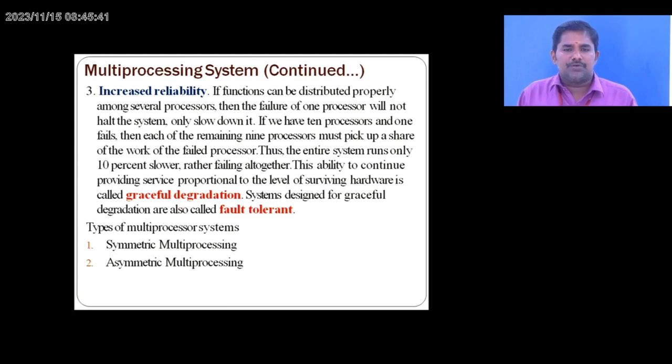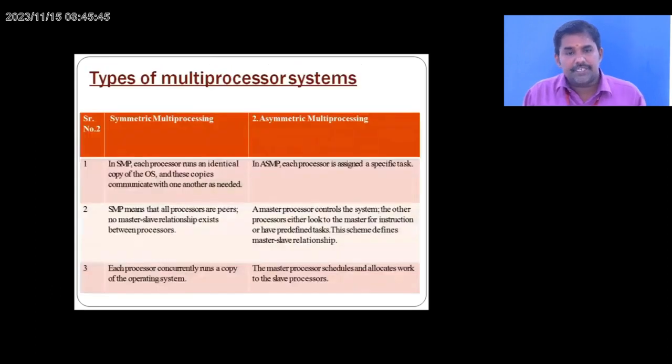Multiprocessing systems have 2 types: symmetric multiprocessing and asymmetric multiprocessing. In symmetric multiprocessing, each processor runs an identical copy of the OS, and these copies communicate with one another as needed. It is a simple multiprocessing model where the model exists between the processors. Each processor runs a copy of the operating system.